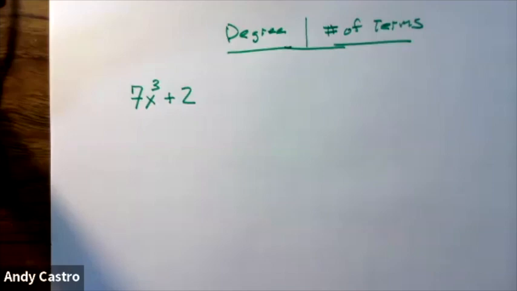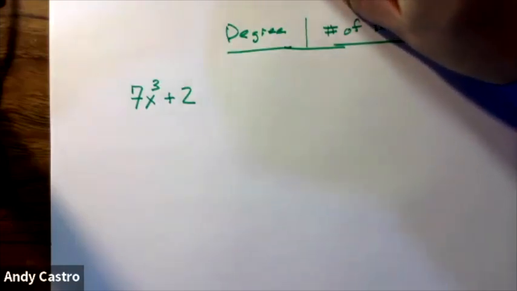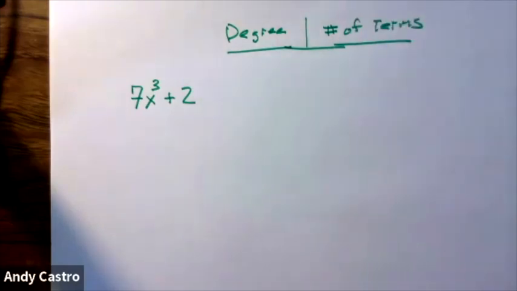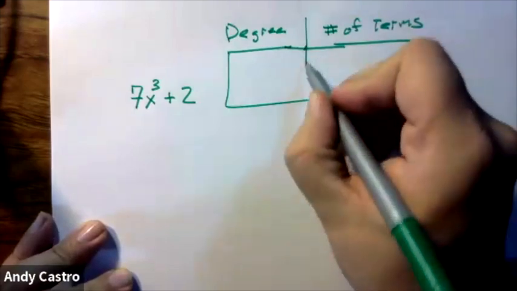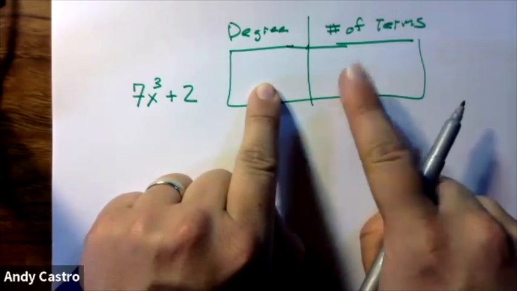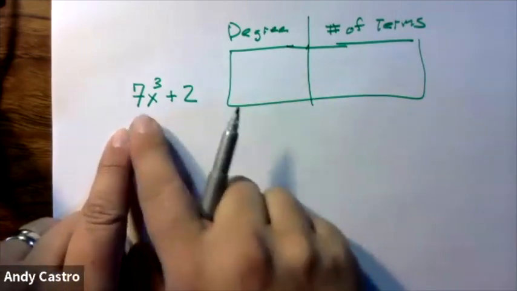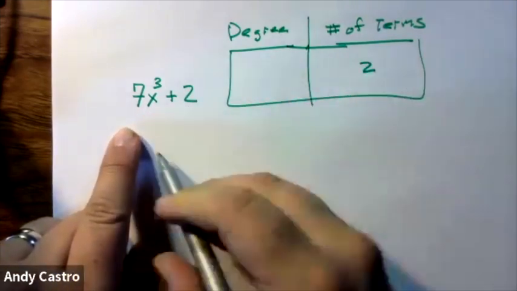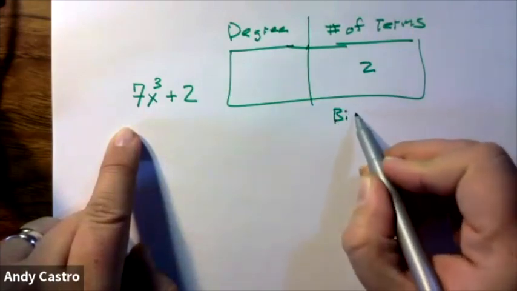It is a polynomial. Okay, that's correct. Someone messaged polynomial, but it's a certain kind of polynomial. So the first thing you want to do is figure out, okay, what's the degree and what's the number of terms? All right, very good. Someone said binomial. There are two terms. So yes, this is going to be a binomial. Very good.